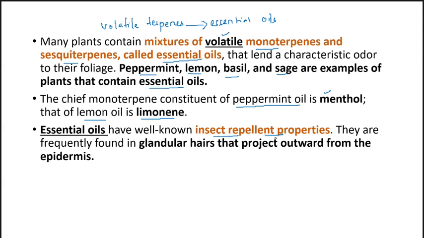They are found in the glandular hair that projects out of the epidermis. If this is the epidermal layer in the microscopic view, there is a glandular hair that projects out from the epidermis. And these essential oils are found in the glandular hair.